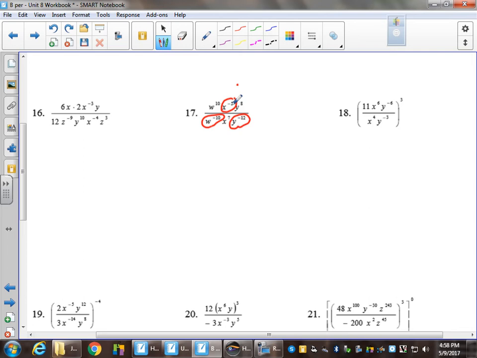Notice I'm not just circling the powers. I saw that a couple times in class today. We don't just circle negative 5 because it's one piece. X to the negative 5. That is one whole piece. So let's get to rearranging.